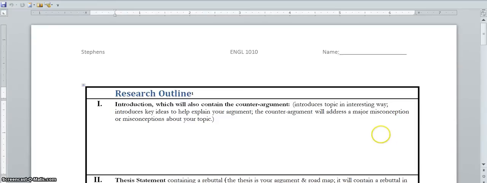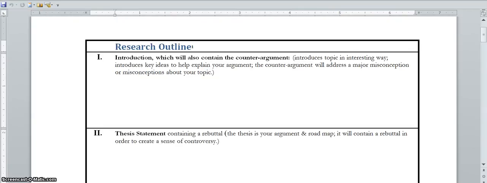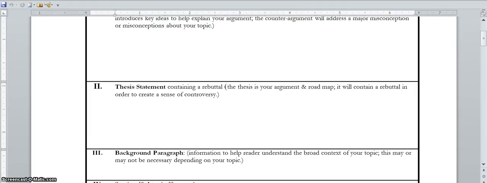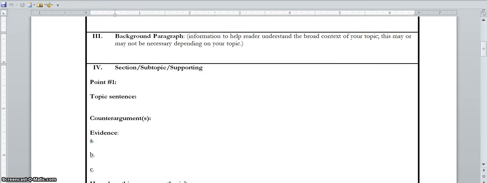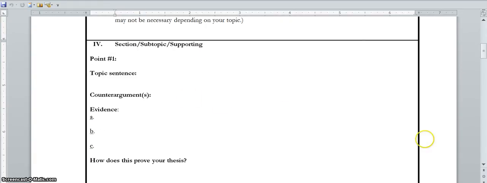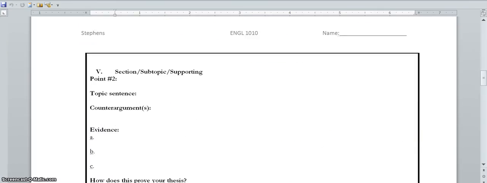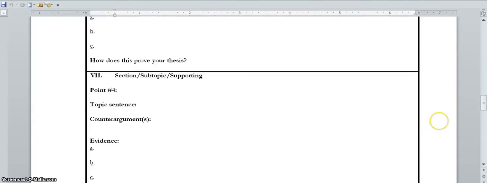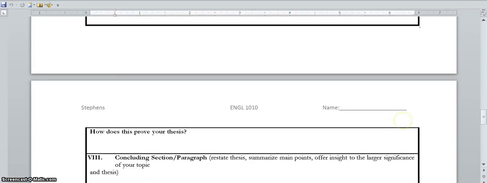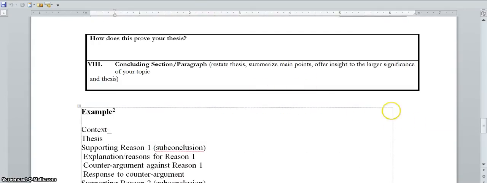This video deals with the research outline. So if we scroll through this document, we see that the outline contains many familiar areas or parts. You have the intro, you have the thesis statement, a space for background information, you have your first supporting point, you have your second supporting point, the third, if you need a fourth one, which you very well might, and a conclusion.